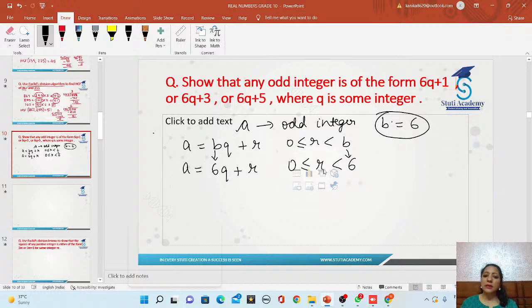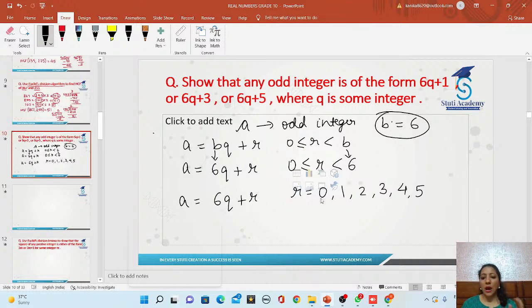Now 0 less than or equal to r less than 6 means r can either be 0, 1, 2, 3, 4 and 5. Please notice r cannot be 6, it is strictly less than 6. So here we have in all 6 cases, where r is 0, 1, 2, 3, 4 and 5. So these 6 cases we are going to consider.